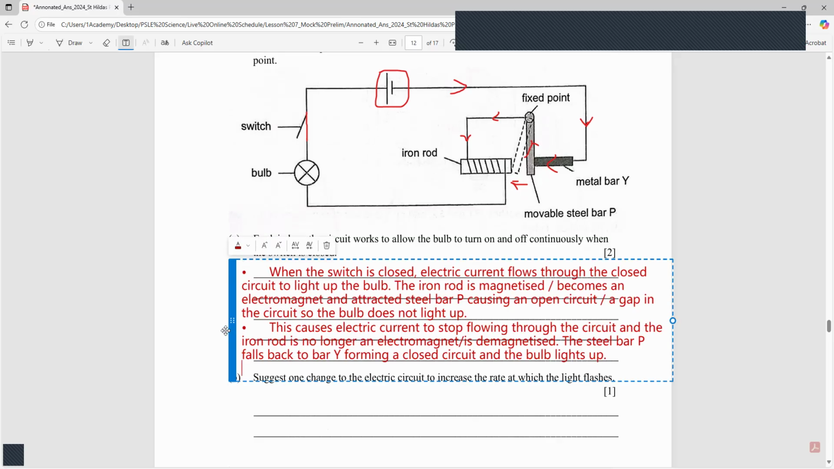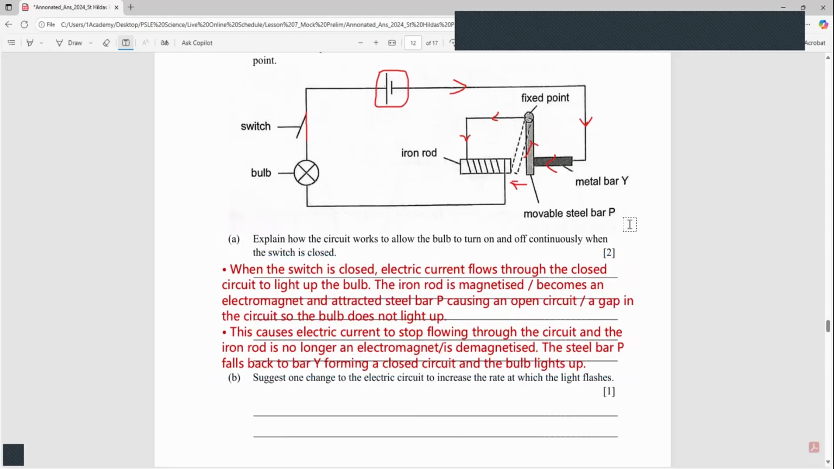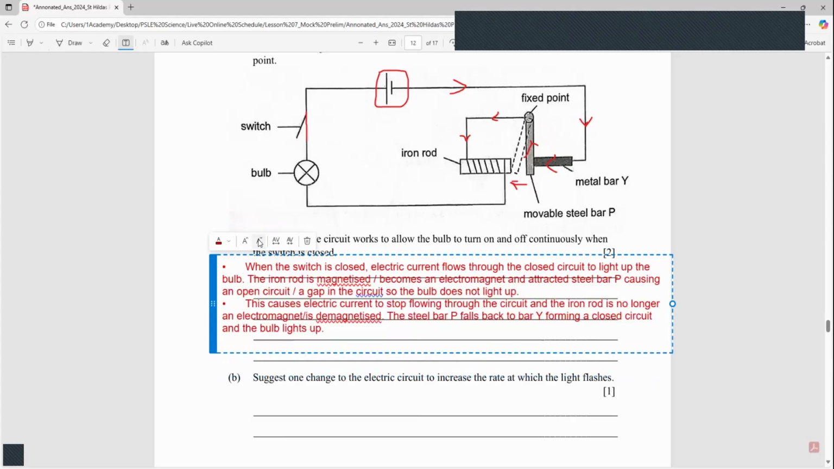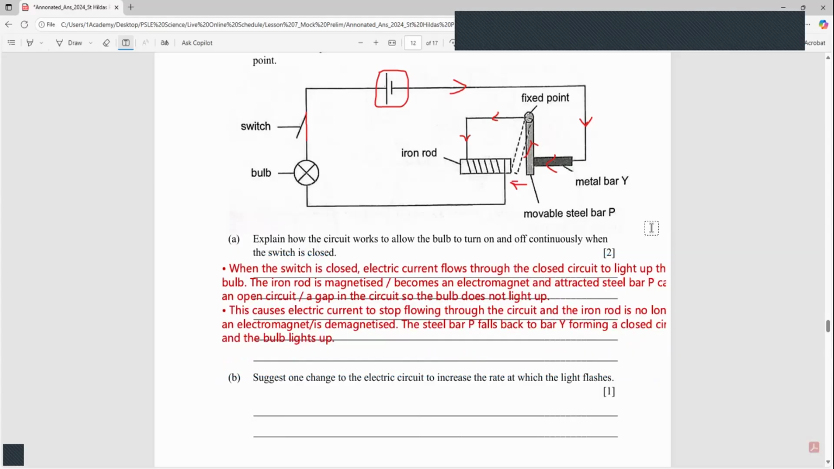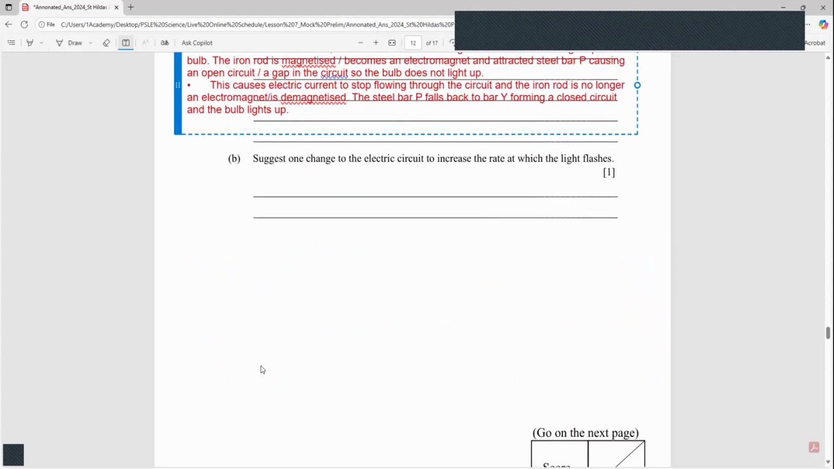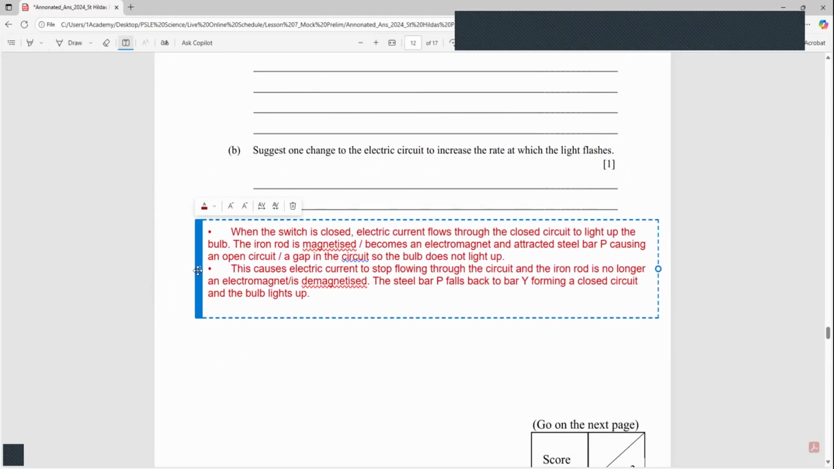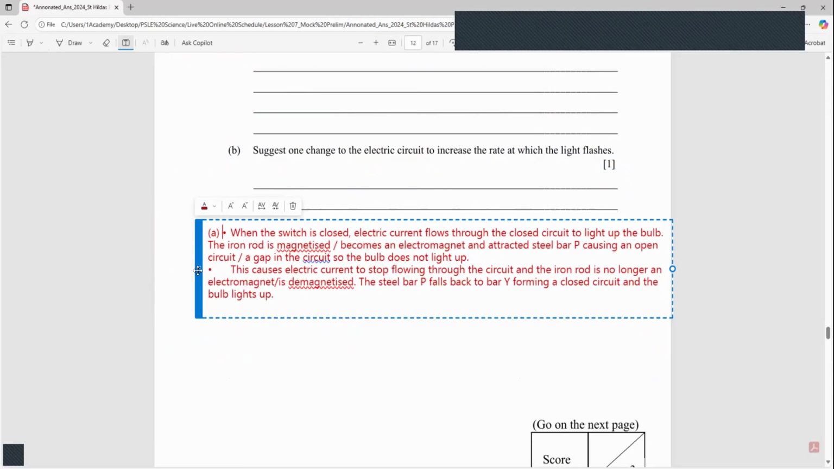Quite long, this one. I tried to put it here. The switch is too big, make it smaller. When the switch is closed, the electric current flows in the closed circuit. Let me put it below, easier to see, without the line distraction. So this is part A.